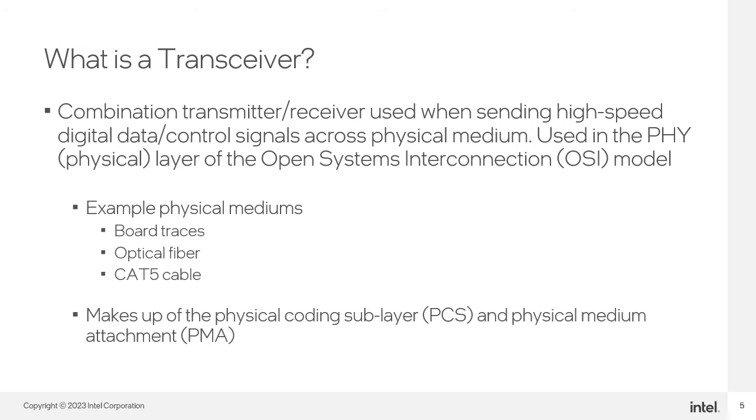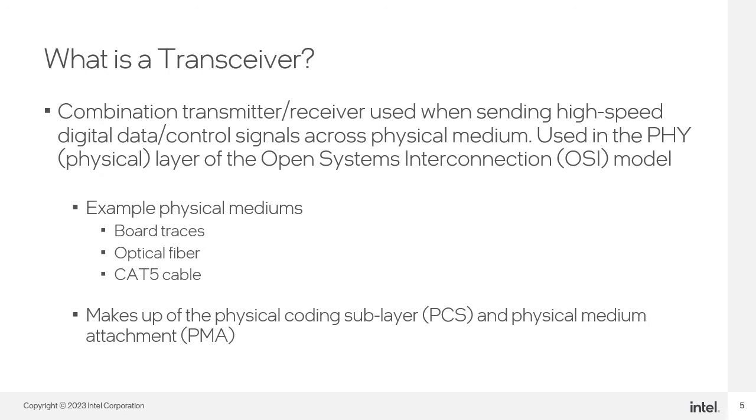A transceiver is a combination transmitter and receiver used by applications to provide high-speed communication. The term high-speed could mean hundreds of megabits per second to the hundreds of gigabits per second range, depending on the requirement. A transceiver allows this communication to use a variety of different physical mediums depending on the application. It could be simply across a board or a backplane, or across an optical fiber or cable of some kind.